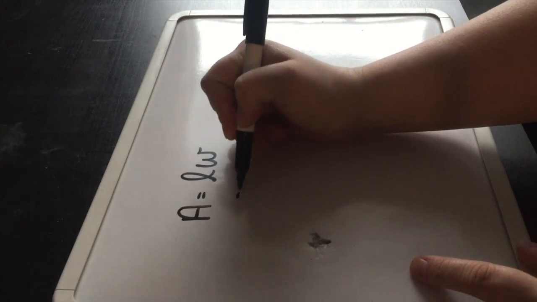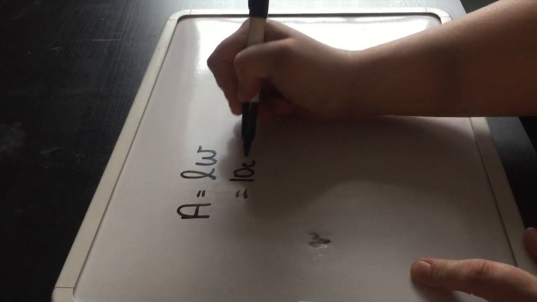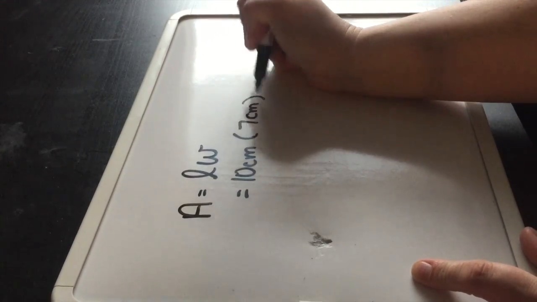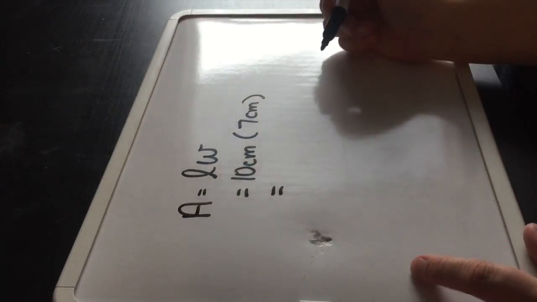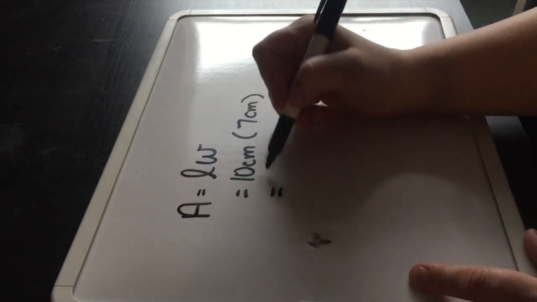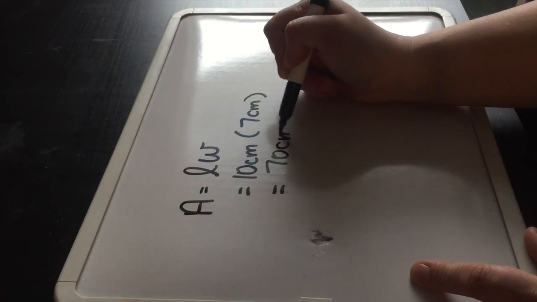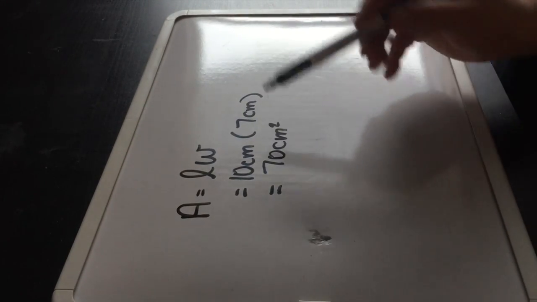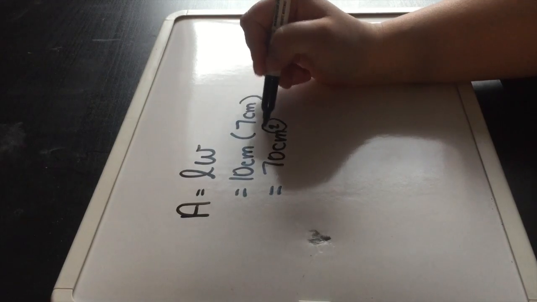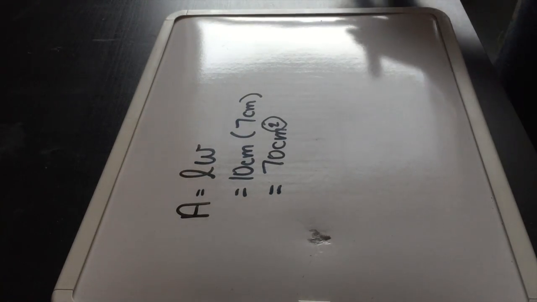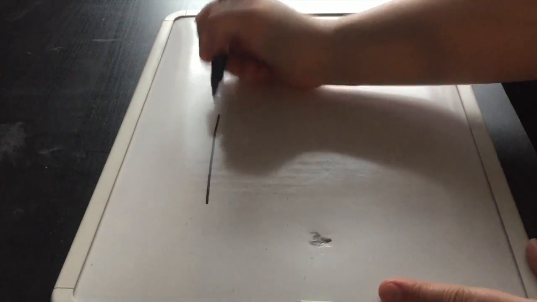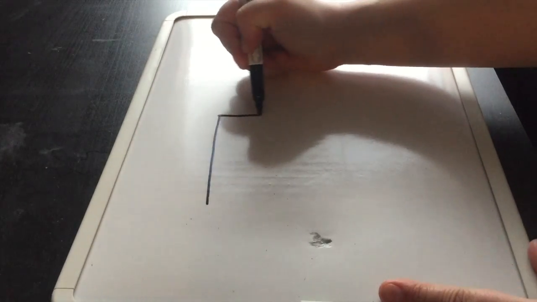You would go length was 10 centimeters and the width was 7 centimeters. An accelerated student knows that 7 groups of 10 is 70. They might even know that the answer would be 70 centimeters squared. However, in the second grade curriculum, they only want you to know that it's this many groups of this many.